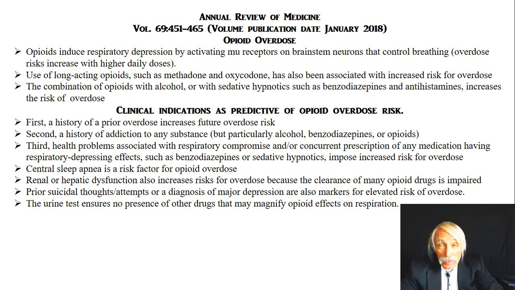Central sleep apnea itself is a separate risk factor for opioid overdose. A lot of people suffer from that have no other drug use. Renal or hepatic dysfunction, okay, also increases the risk for overdose because clearance of many of the opioid drugs is impaired. Okay, that makes perfect sense. If you can't detox the drug, remember, going back to the pharmacokinetics, right? You can't detox it, you can't eliminate it. You can't get rid of it via the kidney, right?